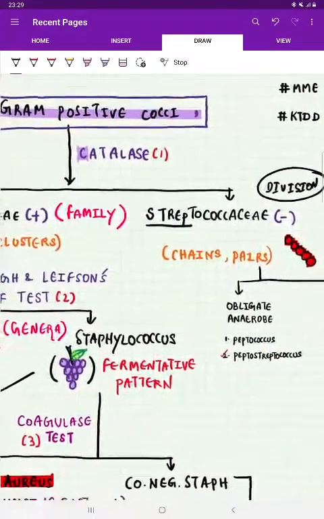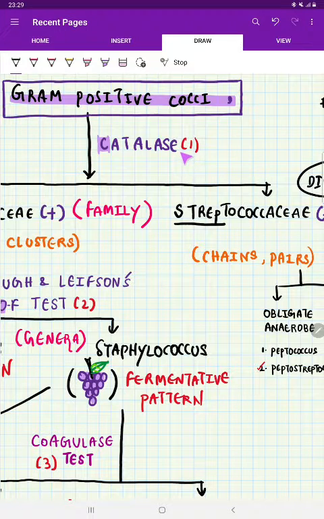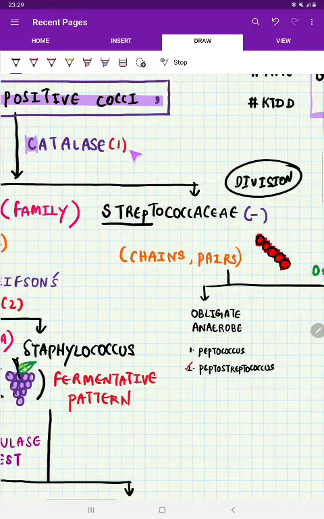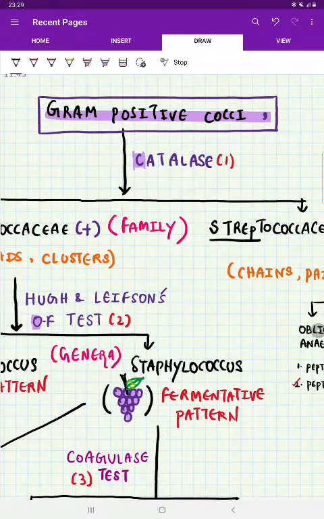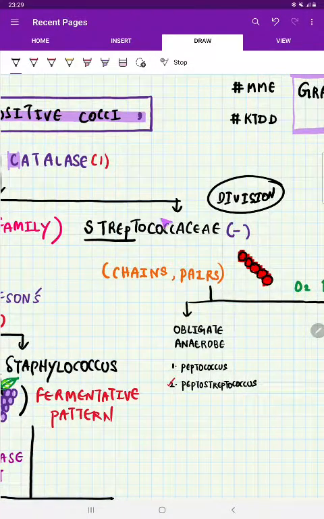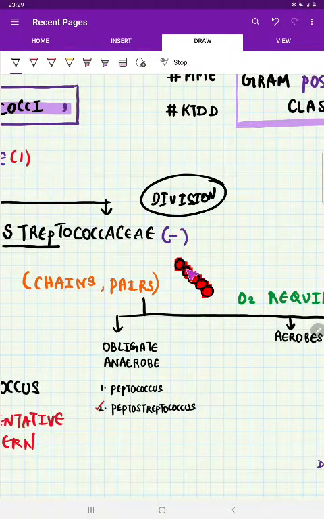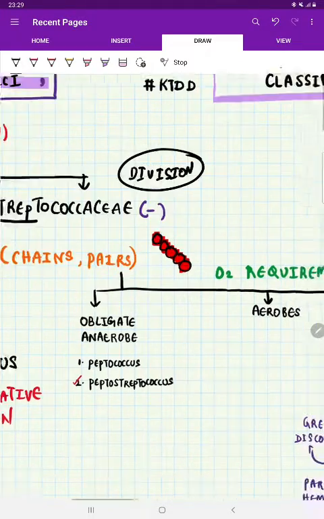Now coming to the classification again, we know that gram-positive cocci are classified by the catalase test. Remember, we have discussed it like "catalog". So the catalase test turned out to be negative. How to remember? C for catalase. C is present in Micrococcus, so catalase is positive in Micrococcus. The catalase test is negative in Streptococcus. Remember this. It is arranged in chains or pairs because of the plane of division.